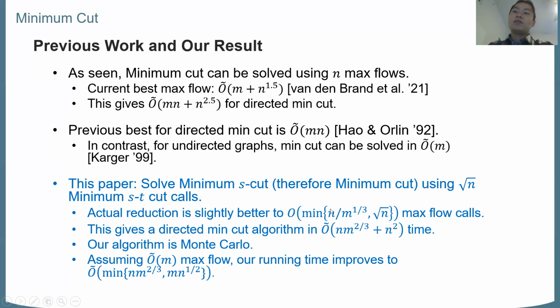So using this final parameter, our runtime will be O tilde of nm^(2/3) plus n^2, where O tilde hides polylog factors. Our algorithm is Monte Carlo, meaning it is a randomized algorithm that has a small probability to fail. In contrast, the Hao-Orlin algorithm is deterministic. As a final remark, if we assume the max flow can be solved in near linear time, ideally, then our runtime will improve to a minimum of nm^(2/3) and m times root n, which is slightly better.